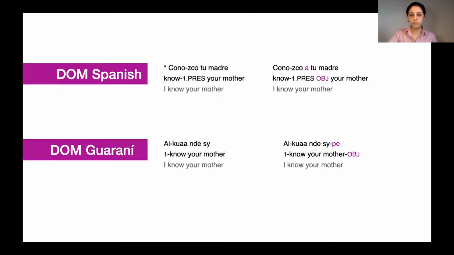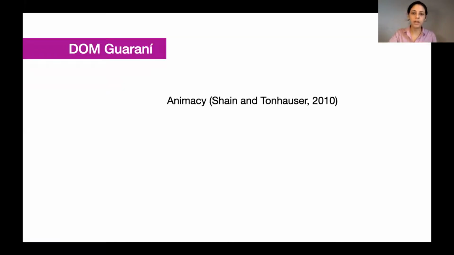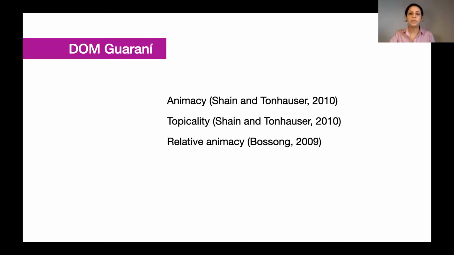So what I want to do, or one of the goals of this research project, is to say, okay, what determines if we get the marker or not? So animacy, Shannon Tonhauser found that it's relevant to determine the occurrence of the marker in Guarani, as well as topicality. And Bosong also claims that relative animacy, just like in Spanish, is also relevant in this language.